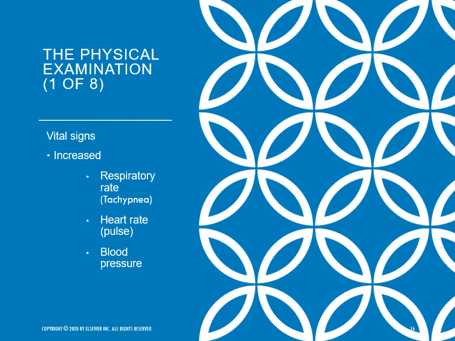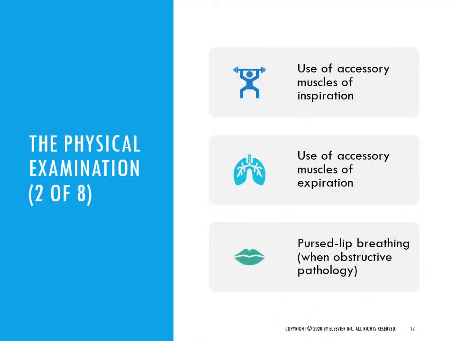Physical examination. Vital signs will be increased. You will see tachypnea, or increased respiratory rate, tachycardia, increased heart rate, and an increased blood pressure. Use of inspiratory muscles, use of accessory muscles of expiration, and pursed lip breathing when the pathology is mainly obstructive in nature are common findings.